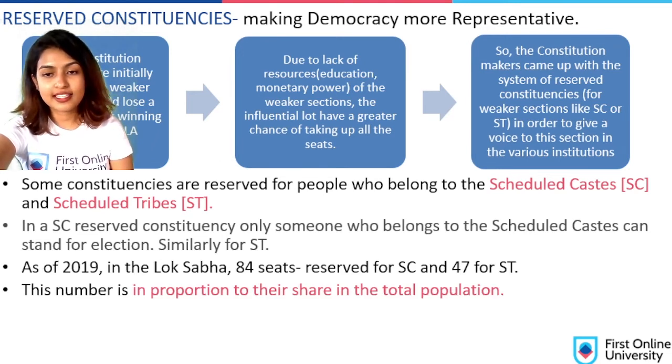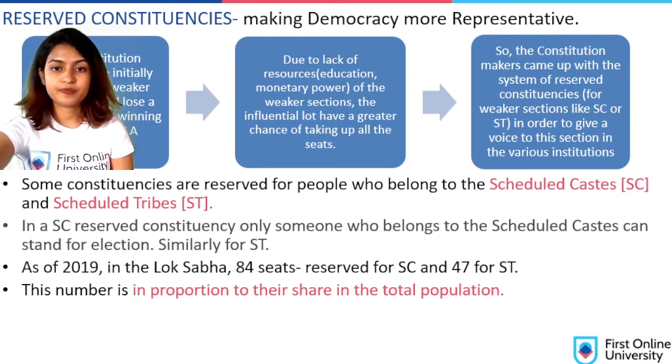As of 2019, in the Lok Sabha, 84 seats are reserved for scheduled castes and 47 seats are reserved for scheduled tribes. This is an important pointer I will be telling you. In the Rajya Sabha, which is the other upper house in the parliament, there is no concept of reservation for scheduled castes and scheduled tribes. So it is just in the Lok Sabha.